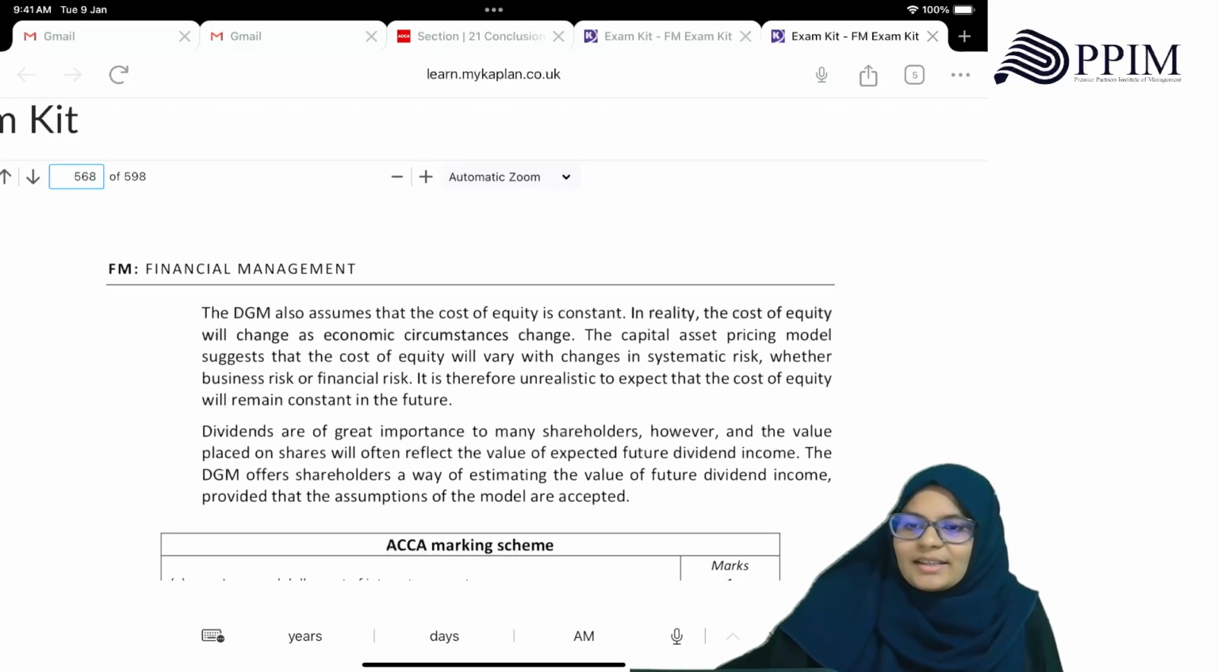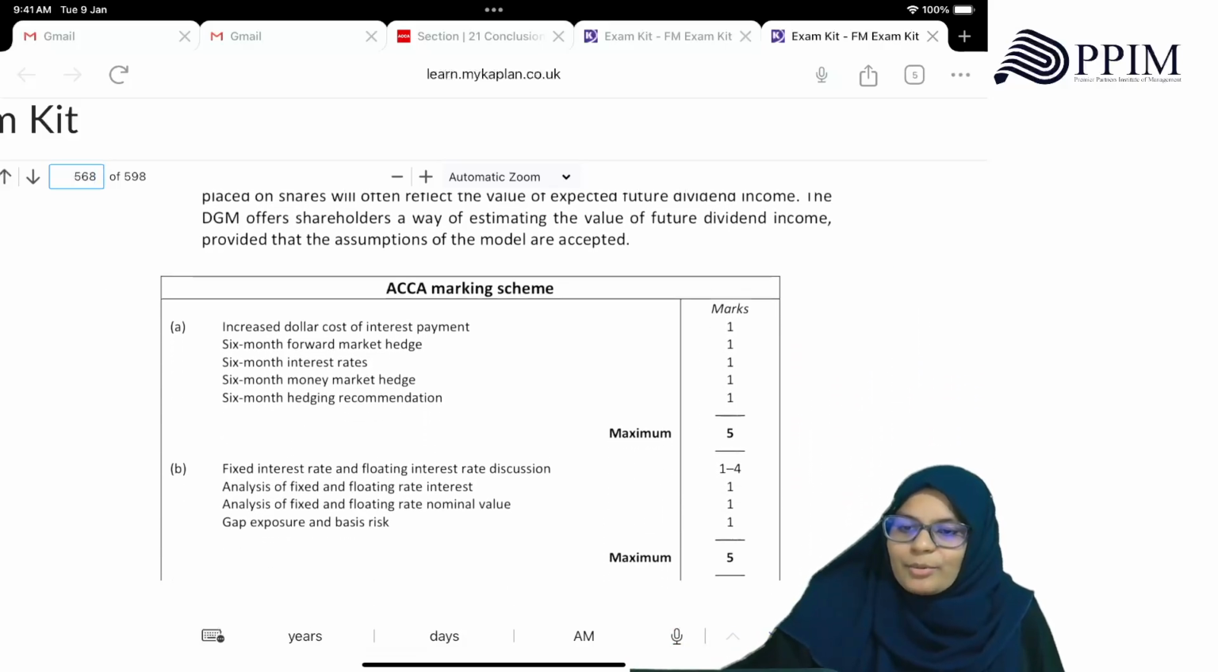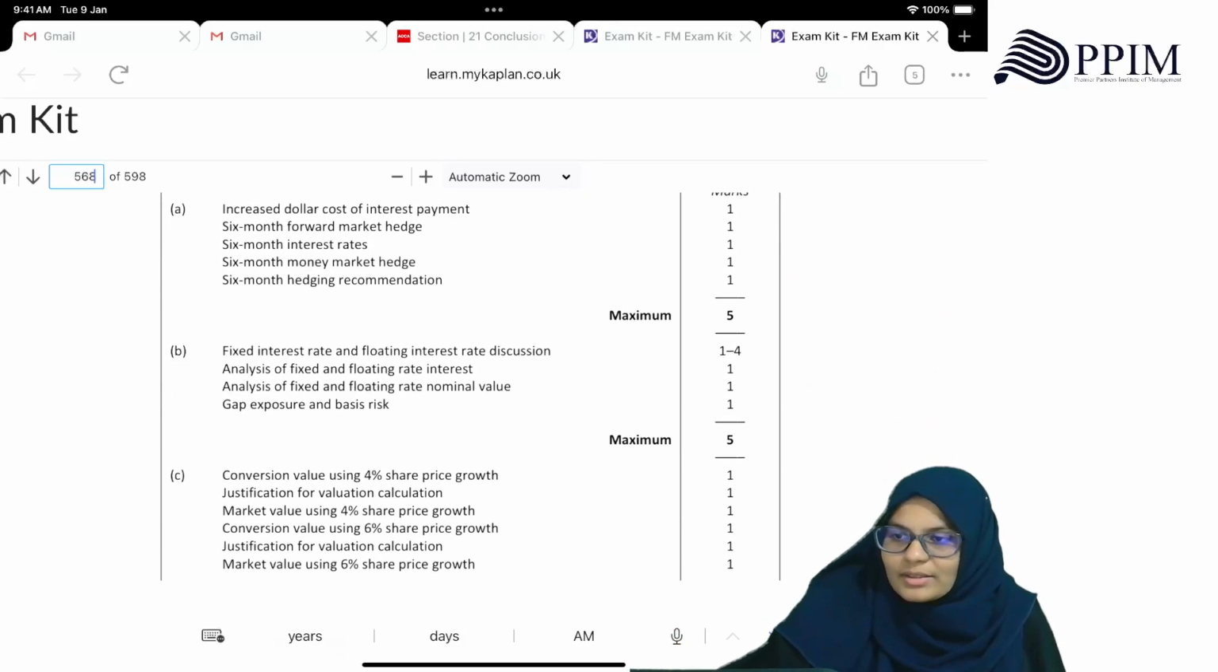Okay. Then it says, the DGM also assumes that the cost of equity is constant. In reality, cost of equity will change as economic circumstances change. So that's all they have highlighted. Whatever is highlighted is the one that they're looking for. So that's what I said, always write in short sentences and make your point very clearly, so the examiner can give you 1 mark for 1 point. Okay. So if you mention that, you should get your 4 marks, right?